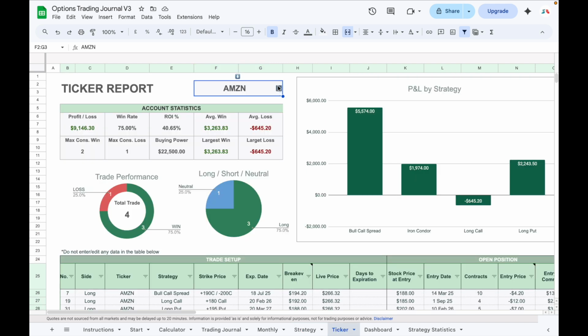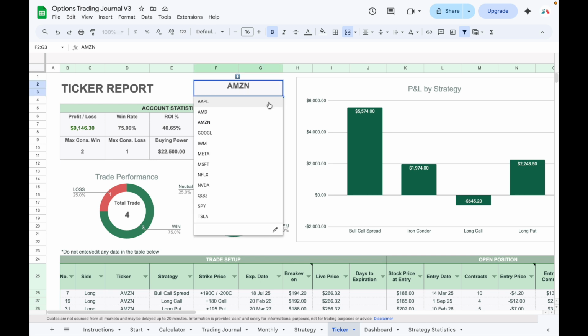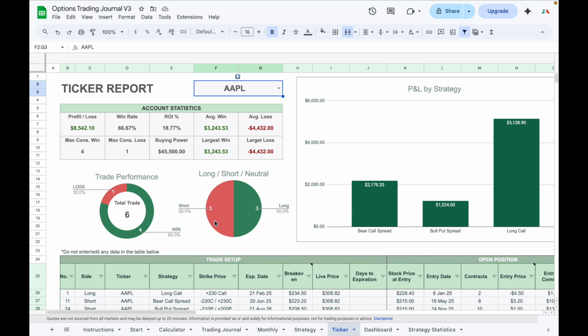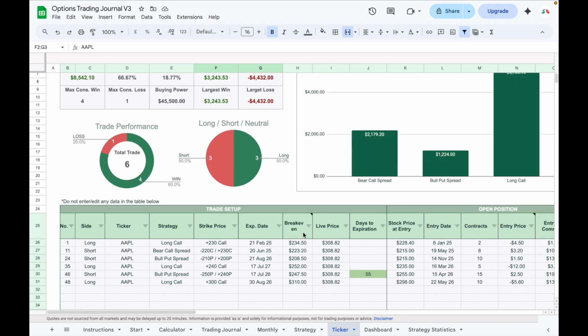Besides analyzing trades by strategy, you can also analyze trades by ticker symbol. Select any ticker symbol from the drop-down list. The charts and graphs here show the trade performance, the number of long trades versus short trades, and the P&L by strategy. This lets you see which strategy is more effective when trading this ticker. The table below is automated. It displays the trades entered for the selected ticker.